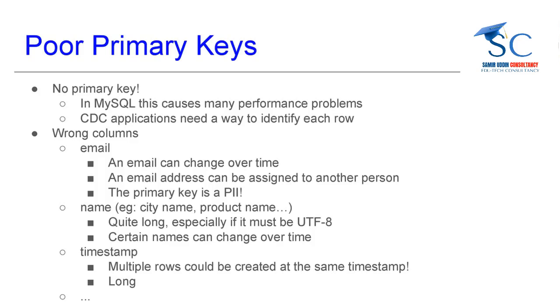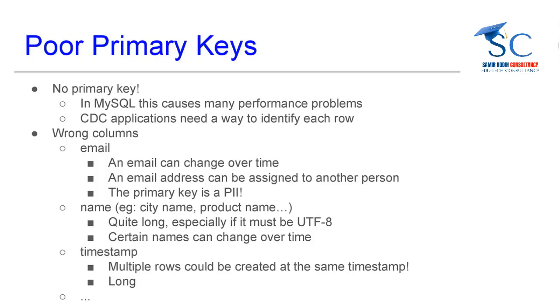Other bad examples are, for example, a name, could be a city name, product name, or whatever. Well, basically, in this case, the name will be long, and the primary key will be long. This is especially a problem with MySQL, because in MySQL, every secondary index internally contains the primary key. So if you have a long primary key, every index will be bigger than necessary, and of course less efficient than it could be.